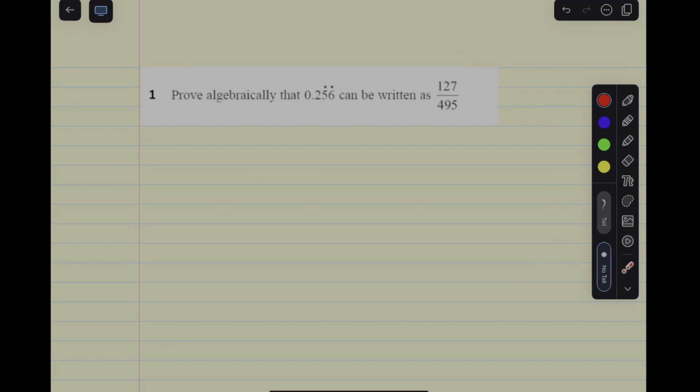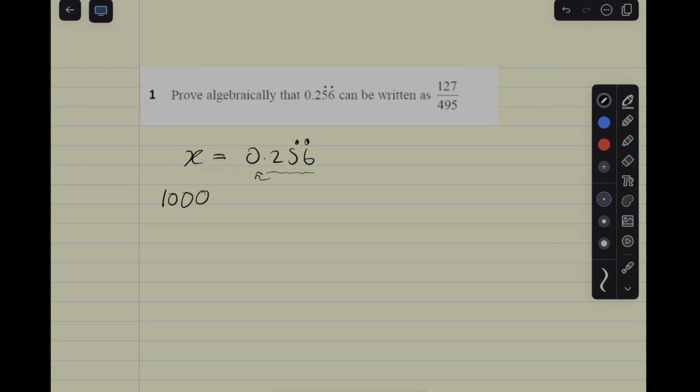So what we're going to do is make x equal to 0.256 recurring. Okay, and basically, typically in a question where there are 3 decimal places, you're trying to make the three decimals come onto the other side of the decimal point. So because there are 3 decimal places here, we're just going to times by 1,000.